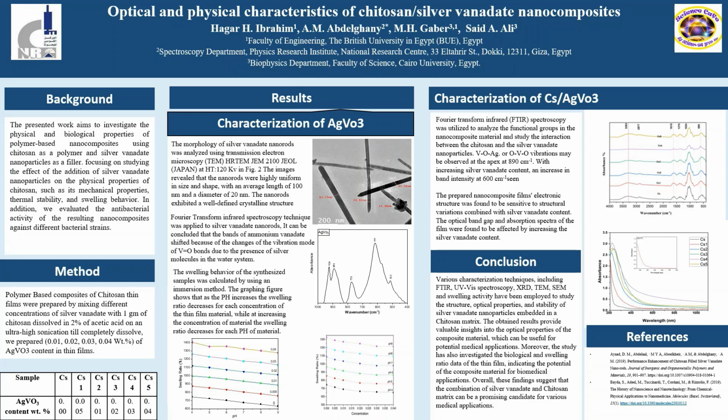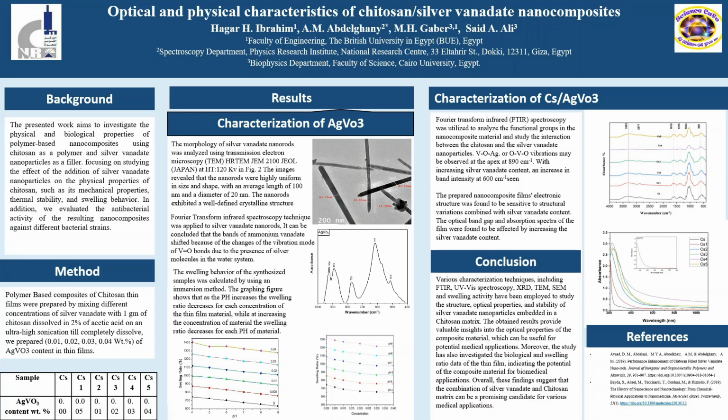The morphology of silver vanadate nanorods was analyzed using transmission electron microscopy. The images revealed that the nanorods were highly uniform in size and shape, with an average length of 100 nanometers and a diameter of 20 nanometers. They exhibited a well-defined crystalline structure.